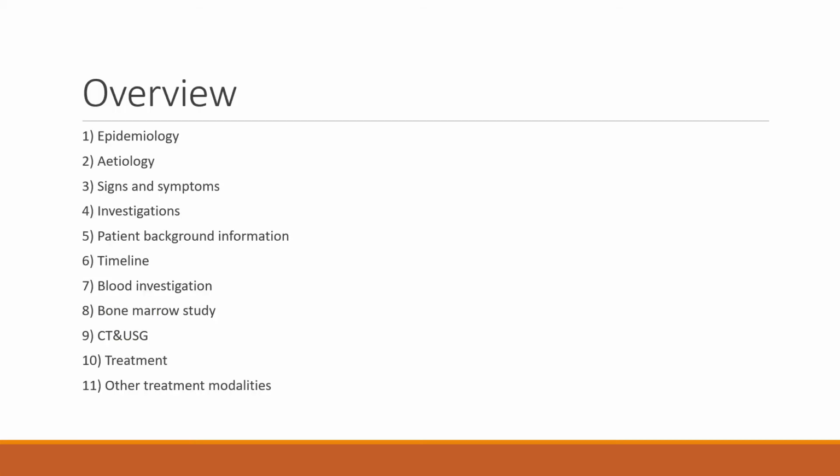And this is the overview of my case study presentation, which includes some basic information about this disease, including the epidemiology, the etiology, the simple signs and symptoms, some clinical features, and the investigations used in this disease, and the case study patient's background information, the timeline, like what investigations she has taken, and also the results, and the blood investigation, the result of the bone marrow study, the results of CT and ultrasonography, and the treatment she received. And at the last, I will suggest some other treatment modalities for this PRV disease.